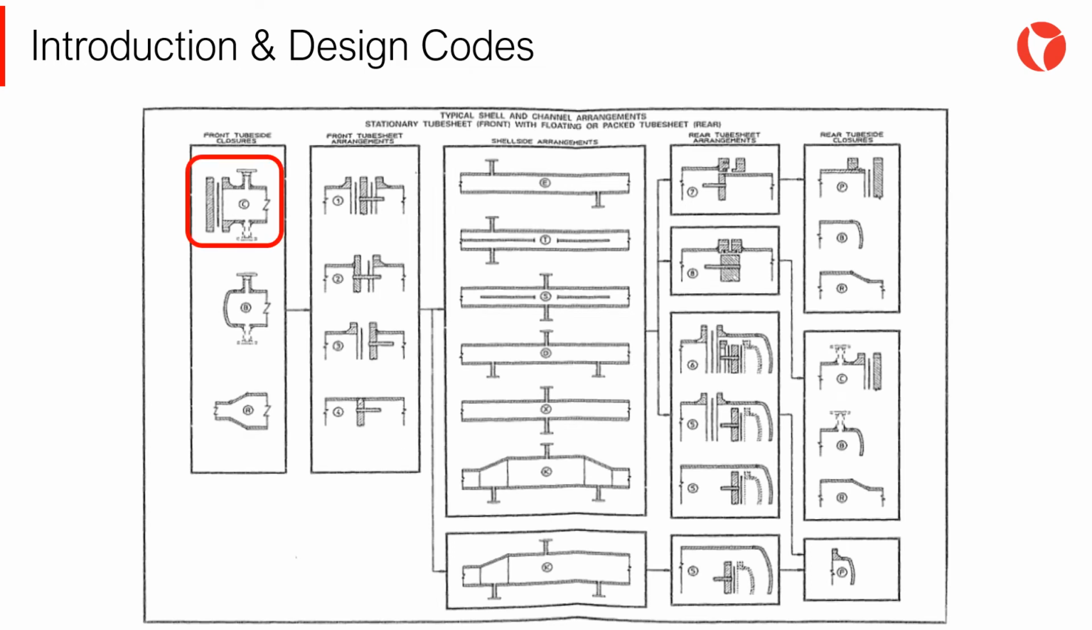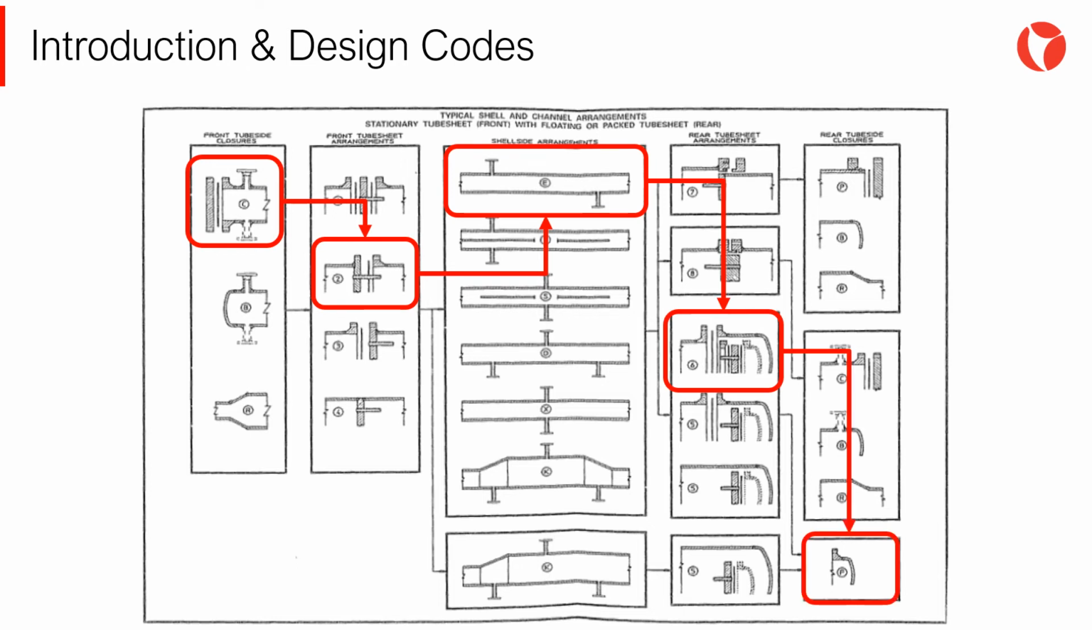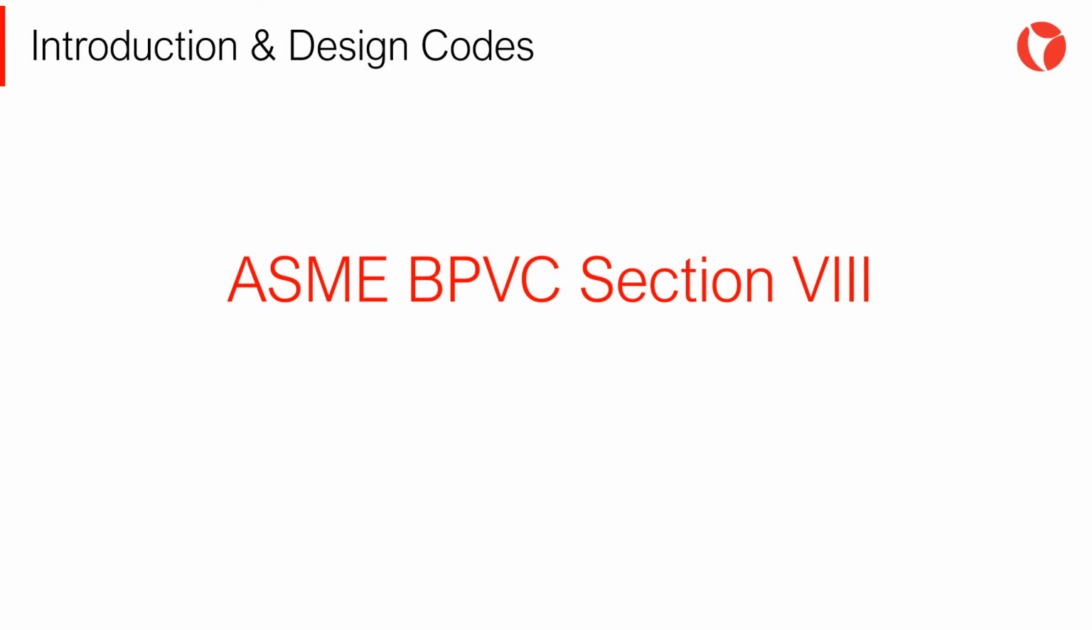HEI classification follows the same pattern as the TEMA code. In this case, the equipment is divided into 5 columns instead of 3, and the final exchanger designation combines both letters and numbers. As previously mentioned, both TEMA and HEI prescribe the use of the ASME Section VIII code for the pressure design.